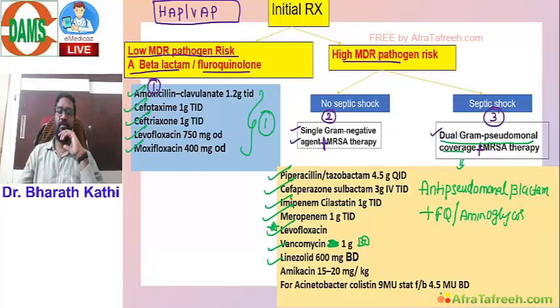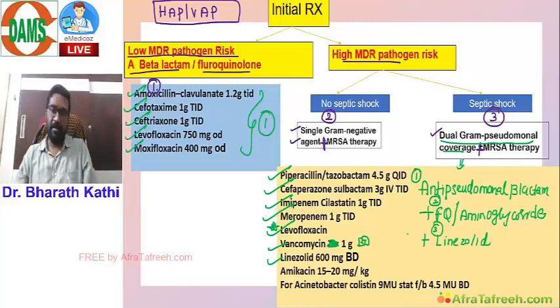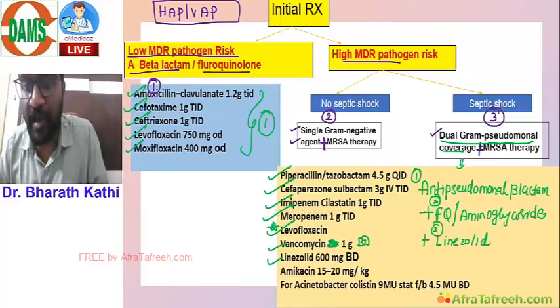Nowadays, because of renal toxicity, we generally avoid aminoglycoside, but a few old practitioners give aminoglycoside. So here I told you 3 antibiotics. Number 1 is an anti-pseudomonal beta-lactam. Number 2 is fluoroquinolone or aminoglycoside. Along with that, for MRSA, we can give linezolid. Number 3 antibiotic: the frequently used aminoglycoside is amikacin.